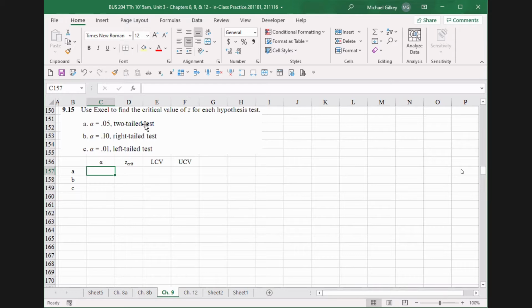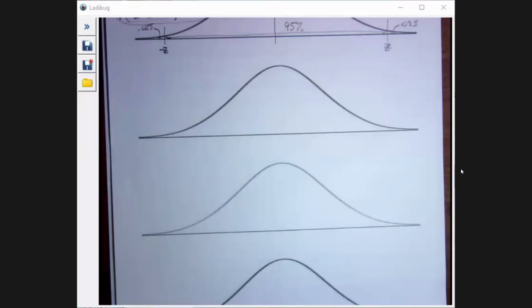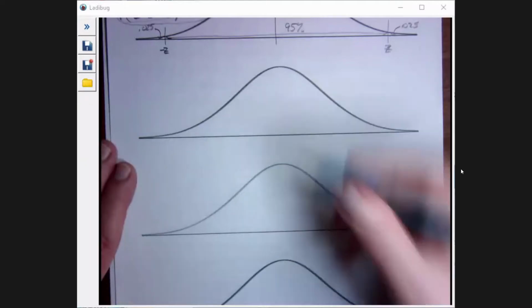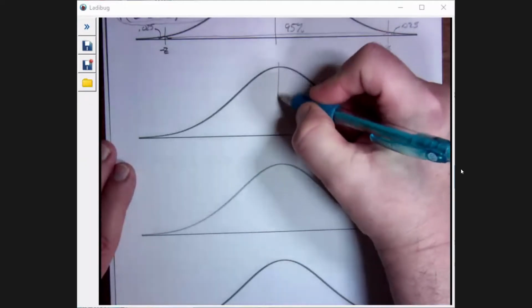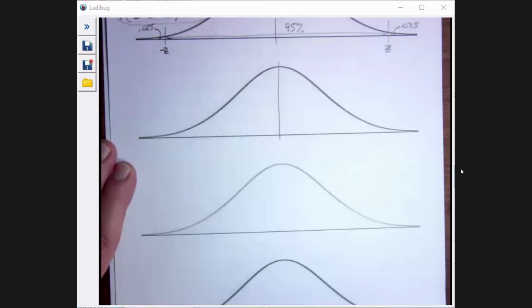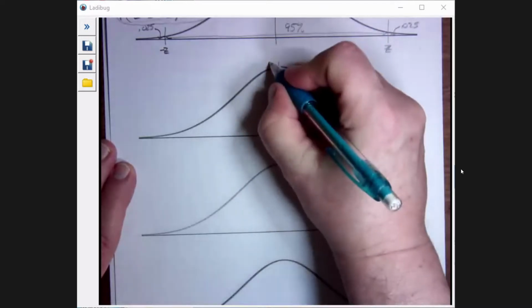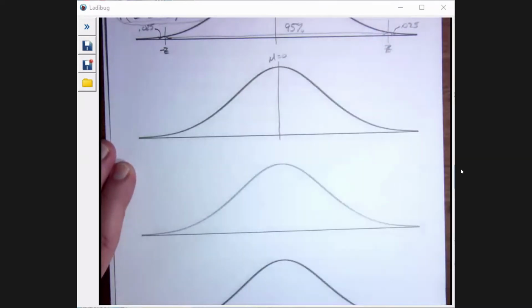So what should we always do? Draw a picture. So let's go back and draw a picture of this. We're using the standard normal distribution, right? So this distribution is going to have a mean of 0. Okay, and we've got a 2-tailed test.